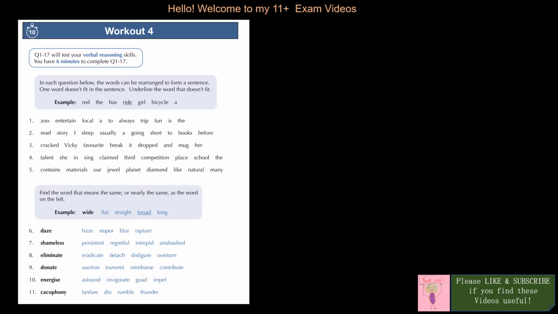These questions have been taken from the 11 plus CEM tests, and it's the CGP 10 minute tests. So let's get started. The first question is, in each of the questions below, the words can be rearranged to form a sentence. If one word doesn't fit in the sentence, underline the word that doesn't fit.